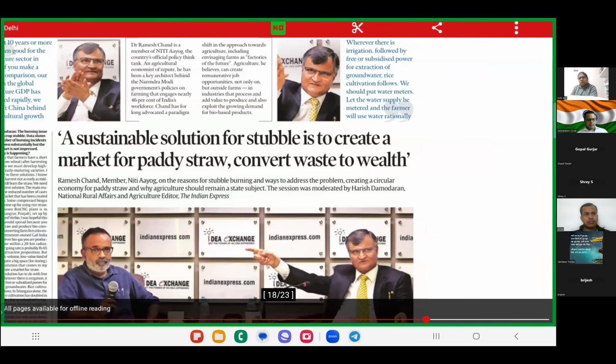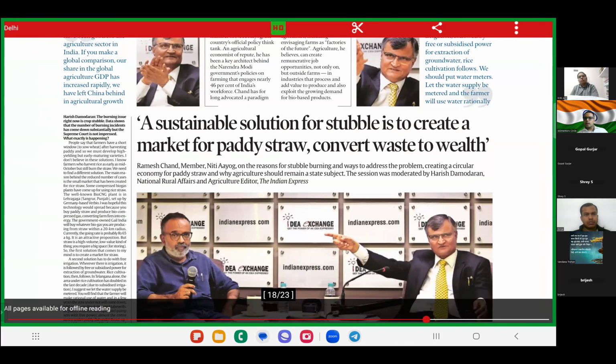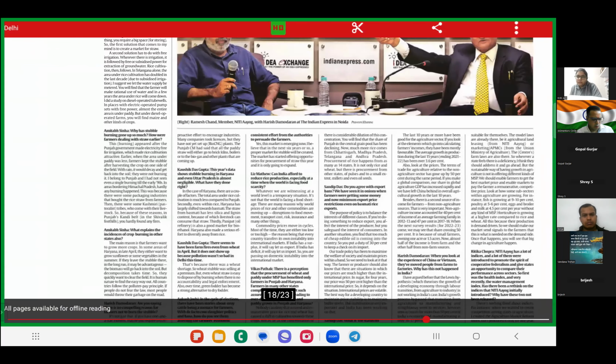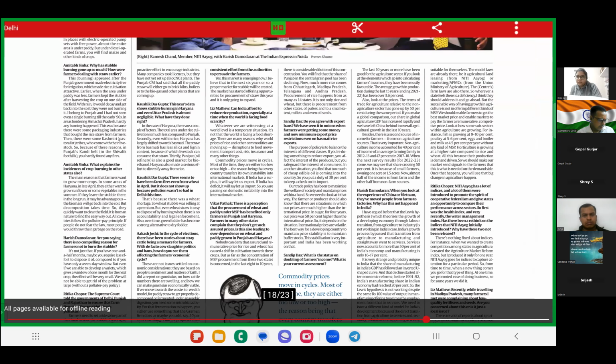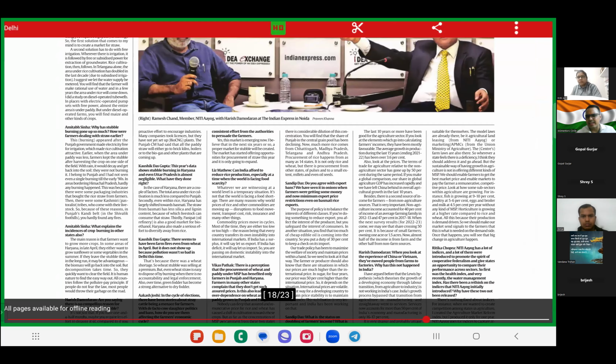Okay, now a sustainable solution for stubble is to create a market for paddy straw, convert waste to wealth. One pointer, nothing else: circular economy, you will find it written somewhere. Creating a circular economy to address the problem, wherever you can create any productive use of your waste, that will work. Fine, got it. Don't read the whole article. I will say read 2-3 lines, more than enough. Read a question if you feel that you need to understand the same. Directly go for the questions in such cases.